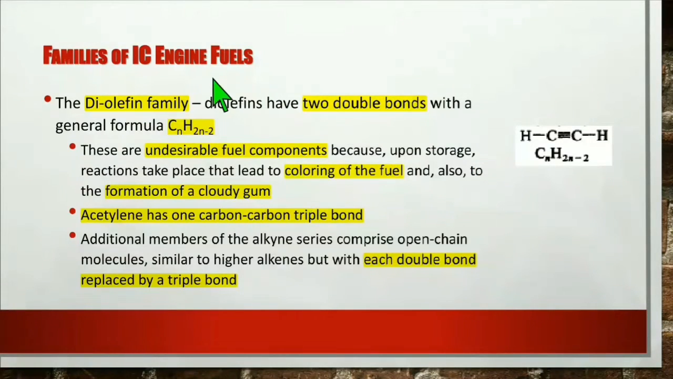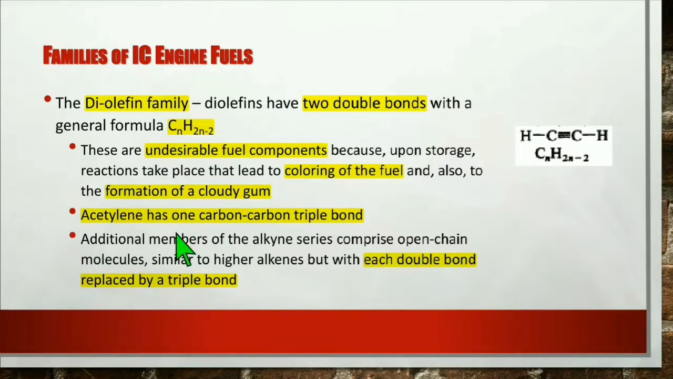Next one, alkyne. The diolefin family, alkyne diolefins have two double bonds with a general formula CnH2n-2. This is the chain structure where you can see two double bonds or a triple bond between carbons. These are undesirable fuel components because upon storage, reactions take place that lead to coloring of the fuel and also to the formation of a cloudy gum.